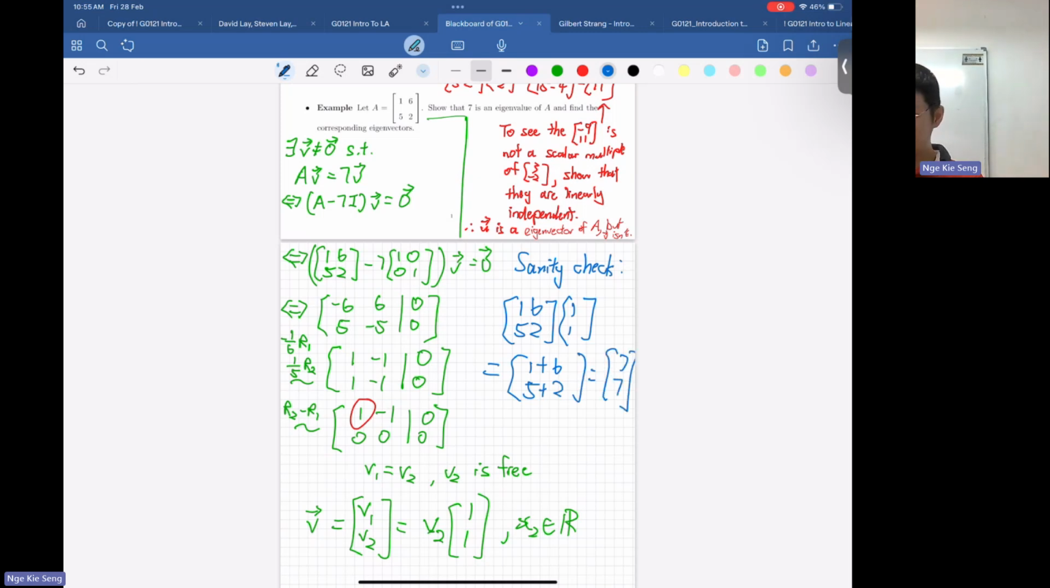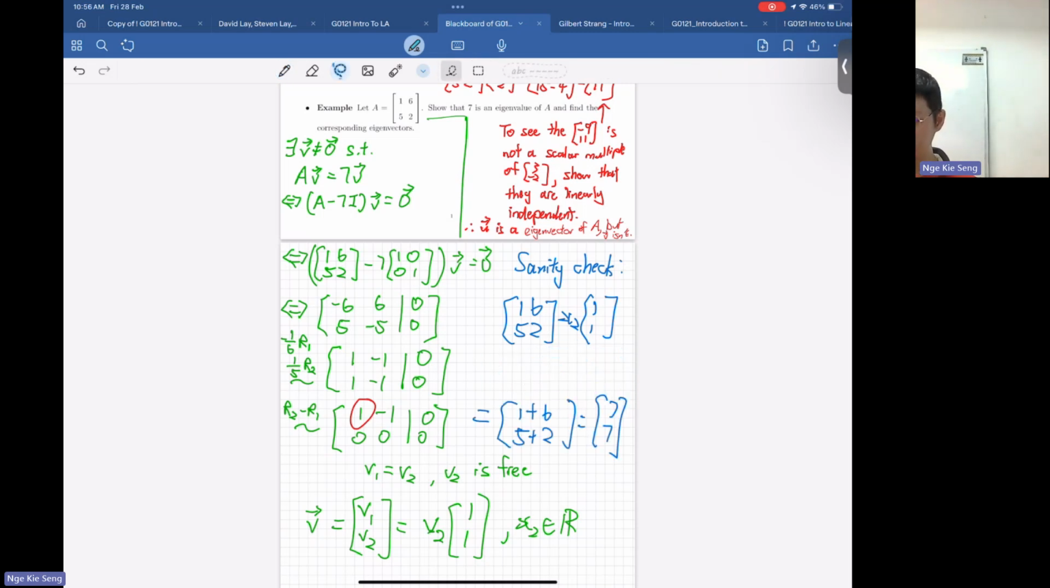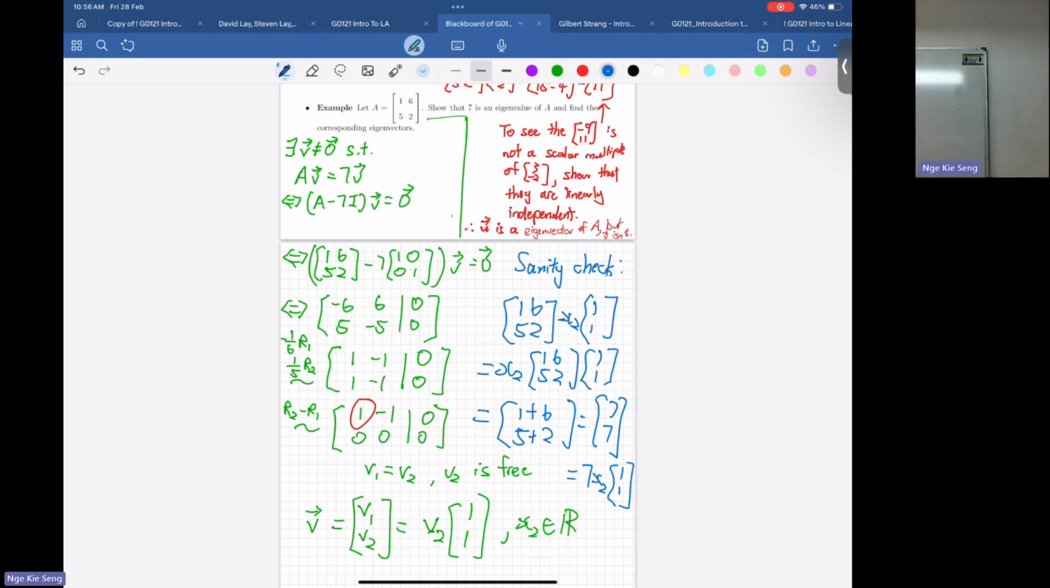Okay? And then imagine if you multiply any scalar to this vector, let's call it x2. What you should know from the matrix multiplication is I can straight away bring the x2 out first. Still, I get 7 times x2 times 1, 1. So indeed, there are infinitely many solutions. Okay. Any question? No? Clear?